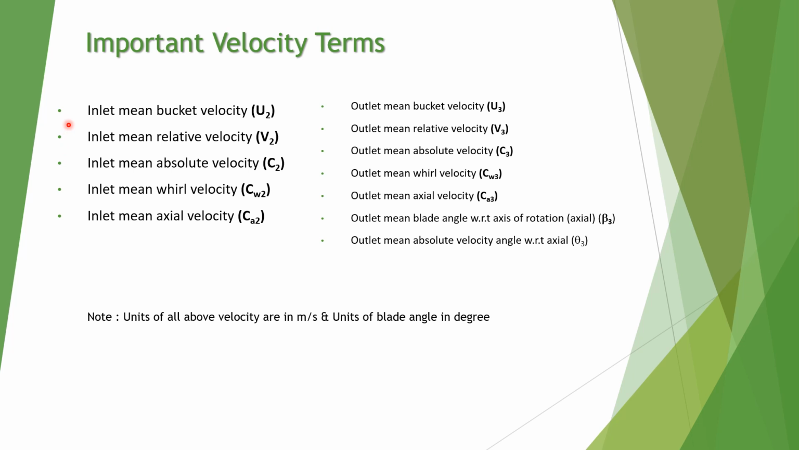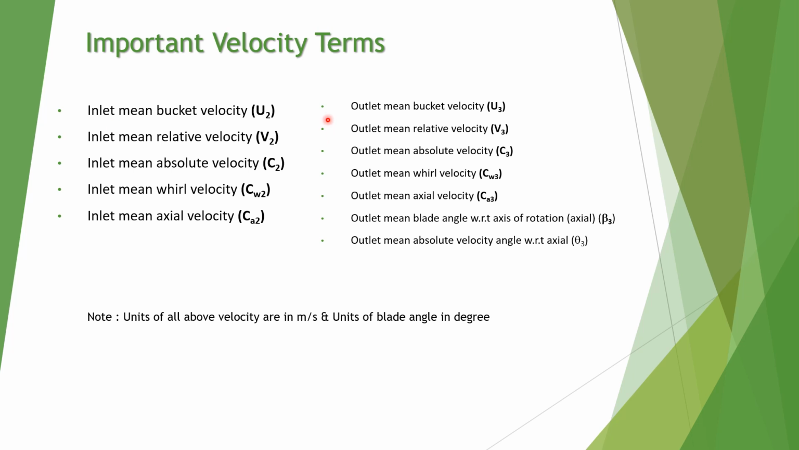Inlet mean bucket velocity is u2. Inlet mean relative velocity is v2. Inlet mean absolute velocity is c2. Inlet mean whirl velocity or tangential velocity is cw2. Inlet mean axial velocity is ca2.